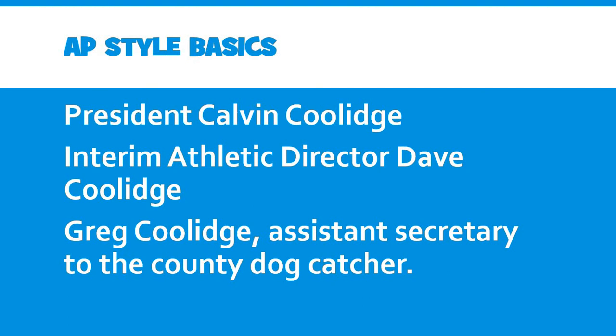Interim Athletic Director Dave Coolidge. Interim Athletic Director is 3 words, which is the maximum amount it can be, but still fit before the name, so it's before the name. Because it's before the name, it is capitalized. And finally, Greg Coolidge, assistant secretary to the county dog catcher. Well, assistant secretary to the county dog catcher is way more than 3 words, so they put the title after the name. We offset it with a comma. Notice there's a comma after the last name, and it's lowercase because it is after the name.